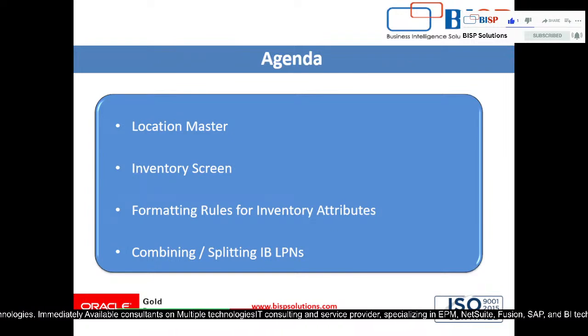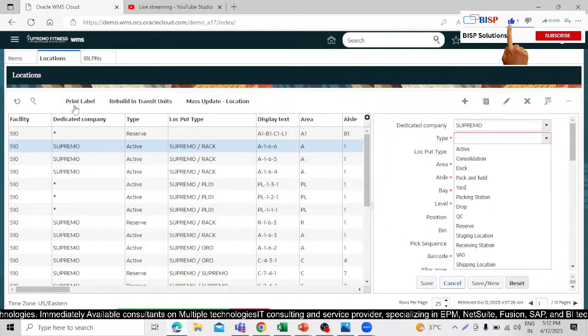And apart from that, we have the location type. Locations have different types depending on how they are used within the warehouse, like active, consolidation, dock, yard, drop, and reserve inventory. We'll see what the different types are and how we use them in our WMS. So let's move to the application and create one location so that we can easily check it out.